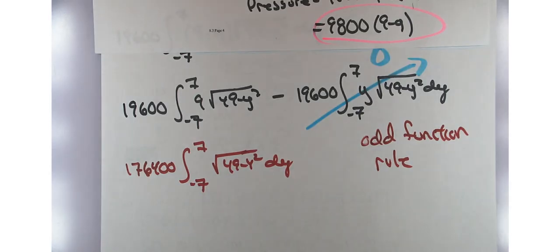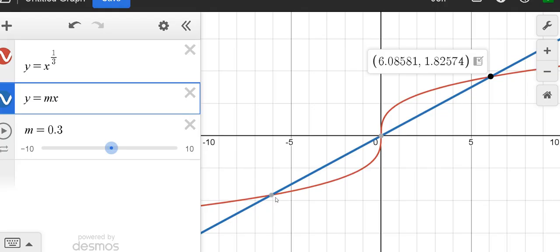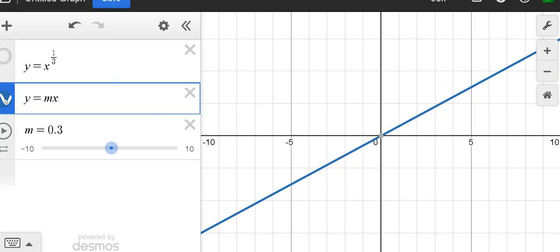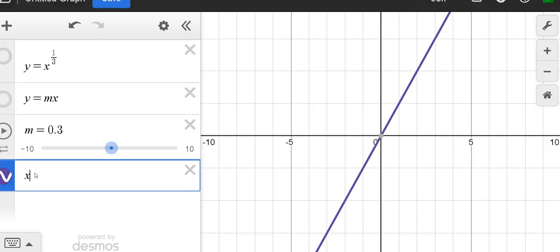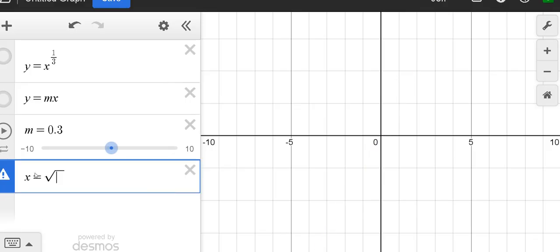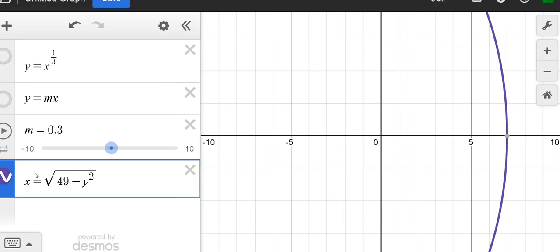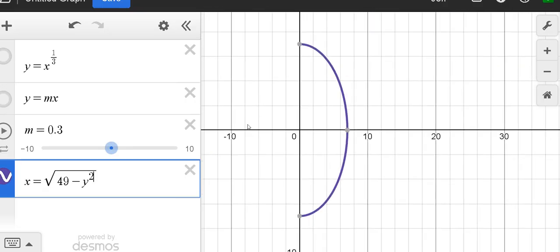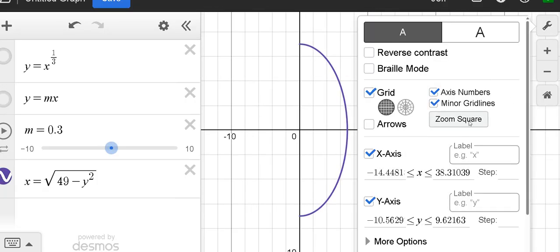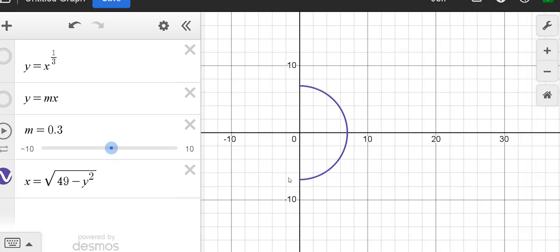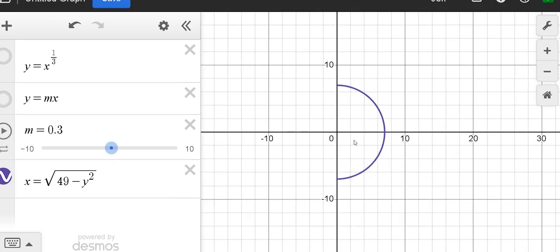Well, that much, let me just graph that. Let's shut off these. X equals the square root of 49 minus y squared. And let me zoom out a little bit and square this up. What does it look like I got there? Semicircle. Do I need calculus to find the area of a semicircle? No. It's just going to be 1/2 pi r squared.